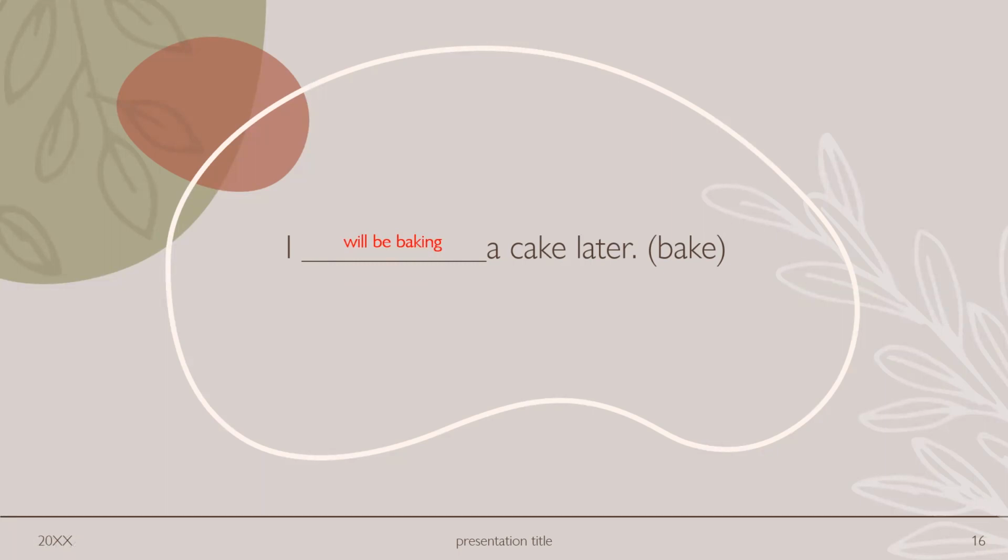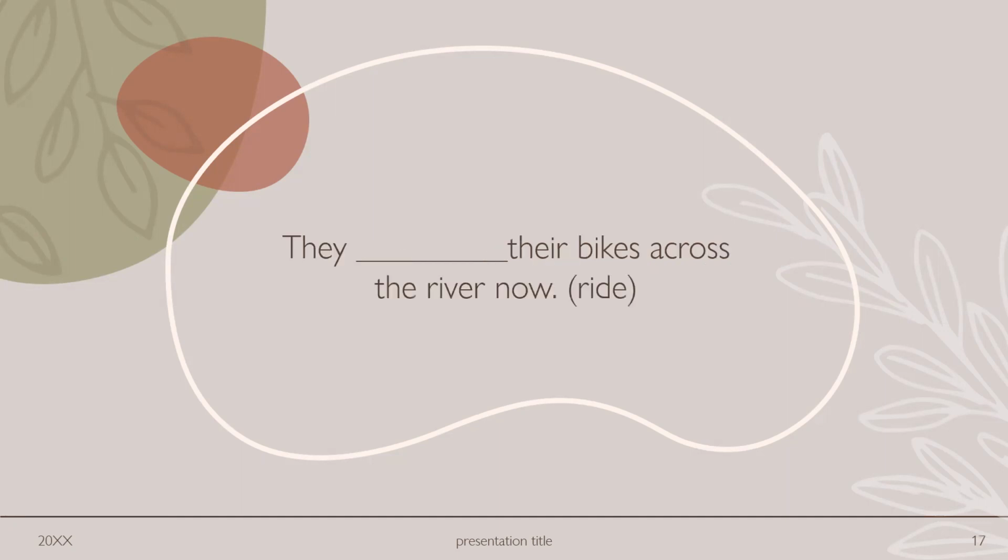Of course, sometimes in a sentence, it's not very clear whether the action has happened in the present or in the past or will happen in the future. You might have come across some sentences like that in the test that I showed you just now. So you can write either answer in that case, and both will be marked correct. All right. What about this? They dash their bikes across the river now. Ride is the verb.